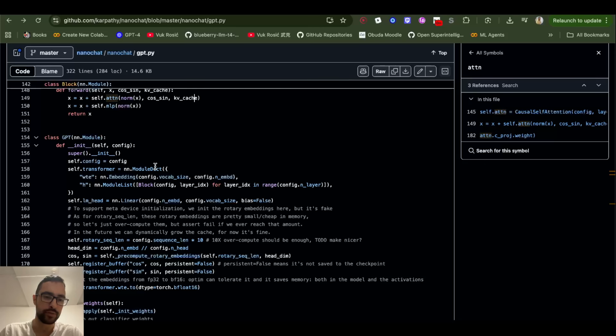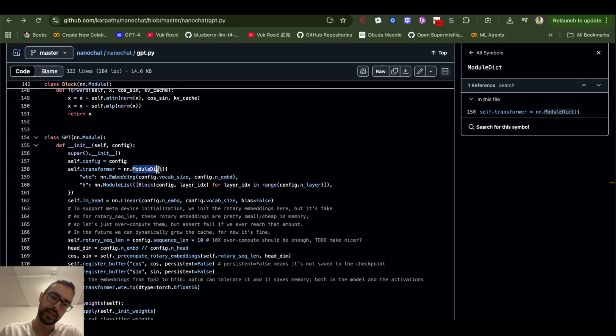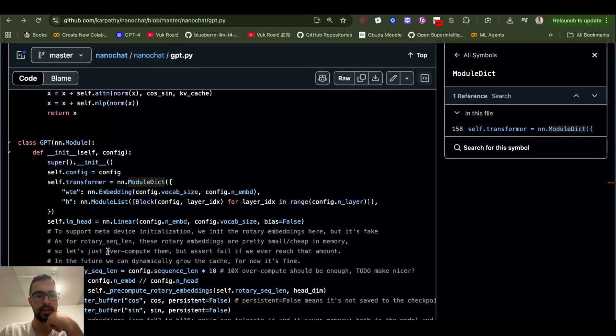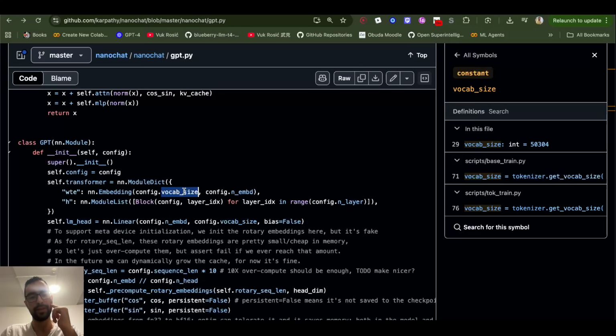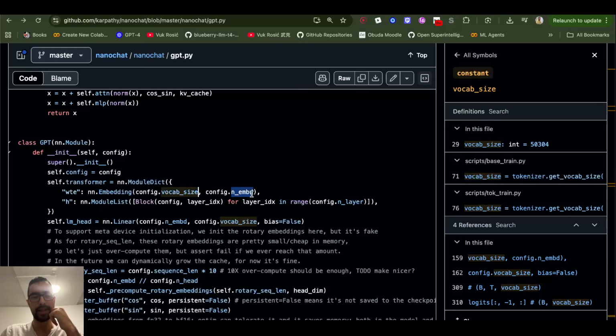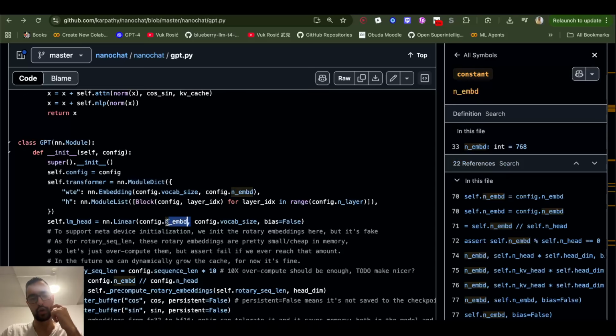Here we define transformer, which is just a module dictionary. So he's going to set these weights. So this is the beginning embedding, where you have vocab size and embedding for each token in the vocabulary. And then this is all of the blocks, transformer blocks. And in the end, we have the output head, which converts token embedding into vocabulary size.